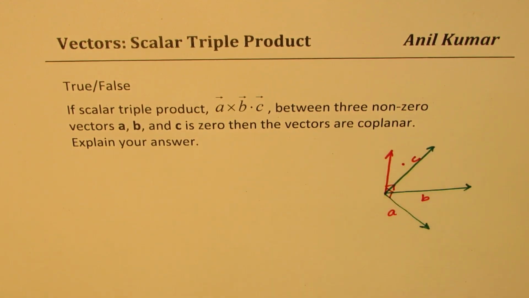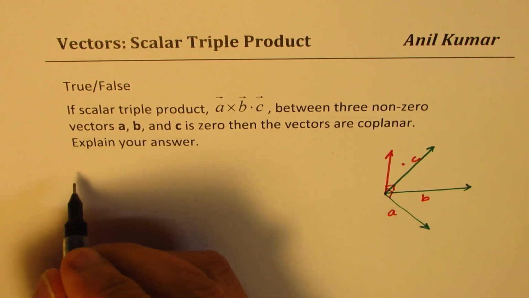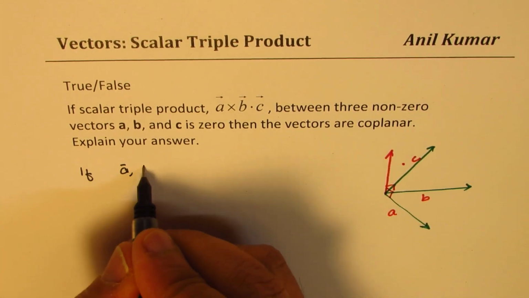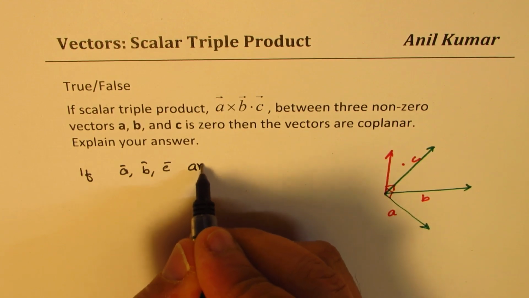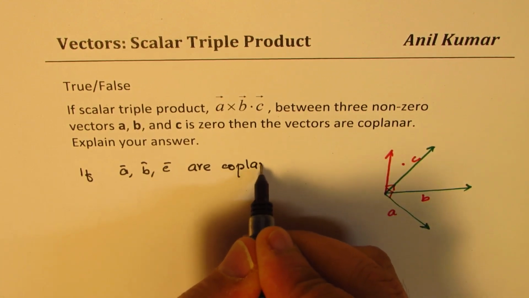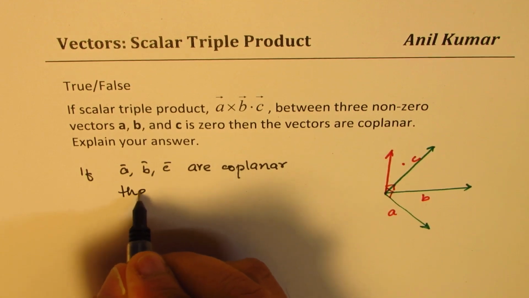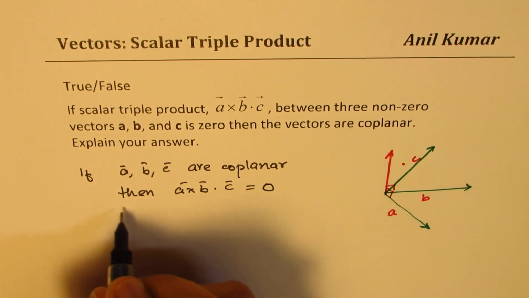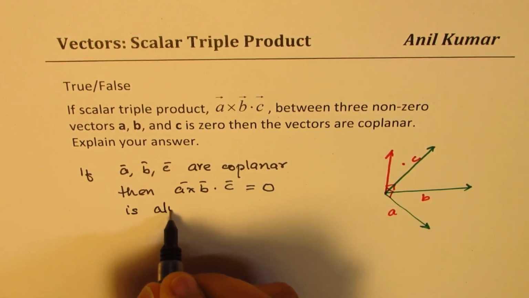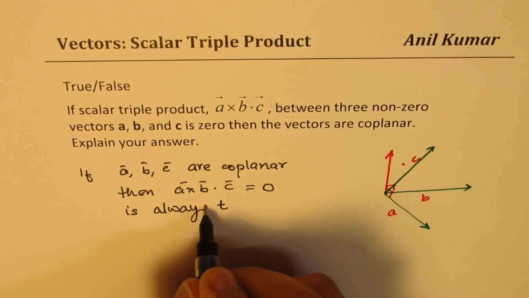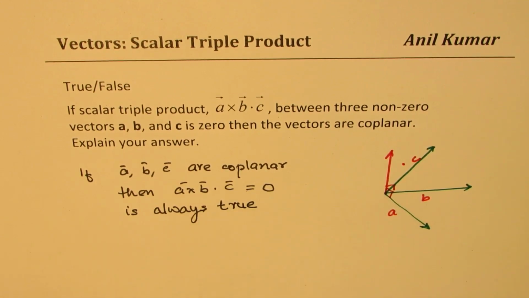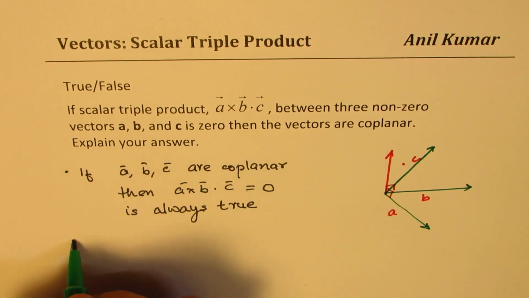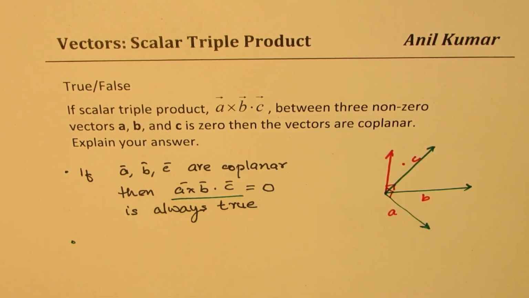So in this case, we do see that if the vectors A, B and C are coplanar, then A cross B dot C being equal to 0 is always true. Correct? That has to be true. Always true. But now there could be other conditions also. So what could be the other conditions when the scalar triple product is 0?